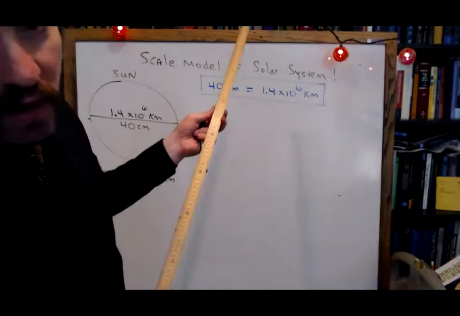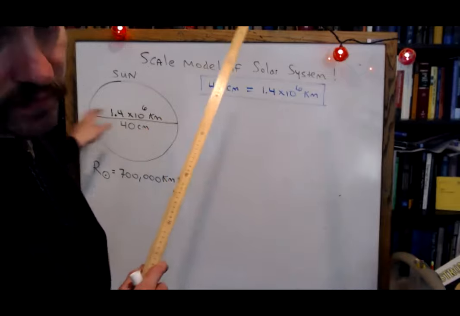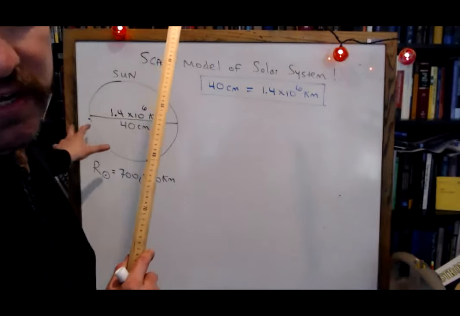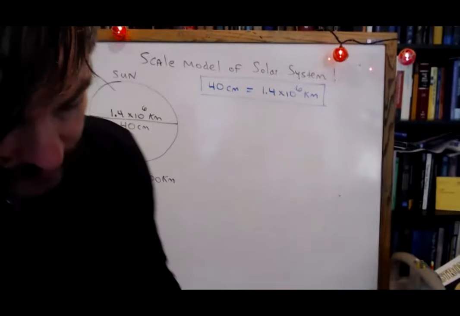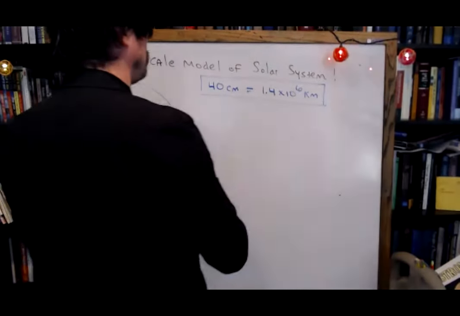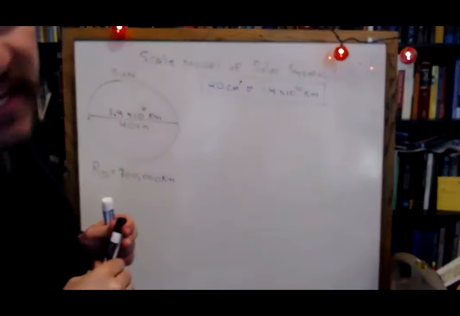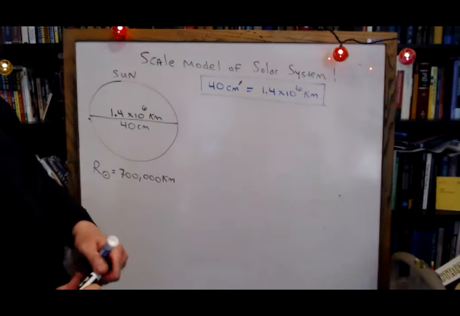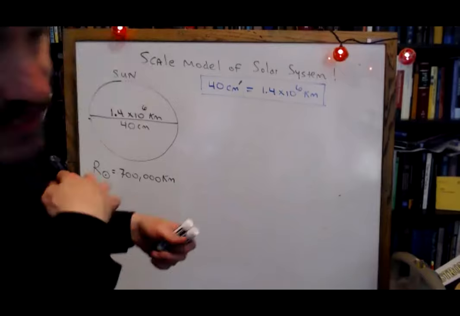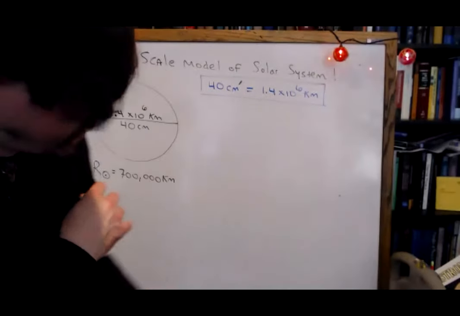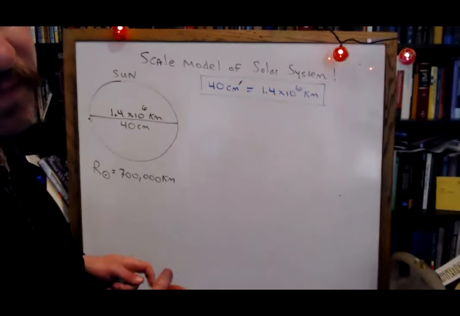I've seen this before, and I'm worried that we're going to confuse the scale model centimeters, the papier-mâché centimeters of our students, with the real centimeters of reality in nature. So I'm going to put a little prime above the centimeters. The prime means fake centimeters. It reminds me that these aren't real centimeters in outer space, but centimeters in my papier-mâché model. The wisdom of this has been borne out by many different exercises.